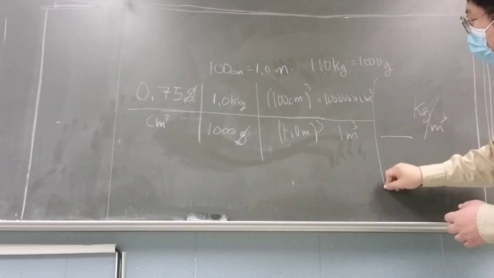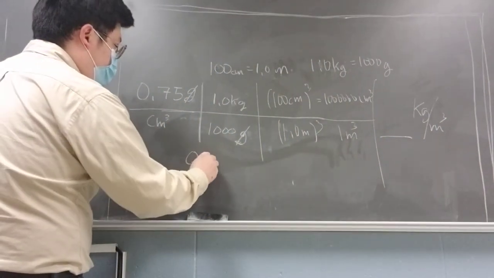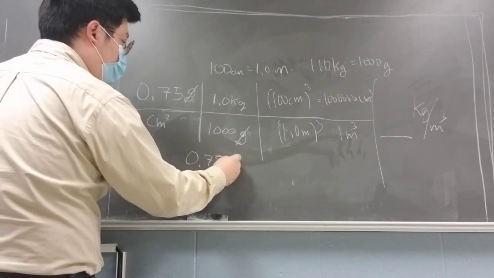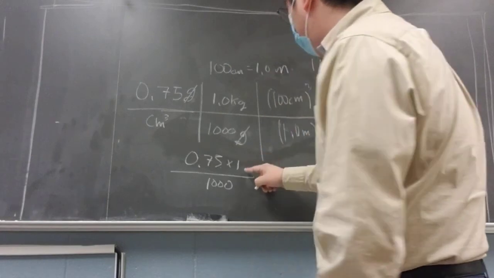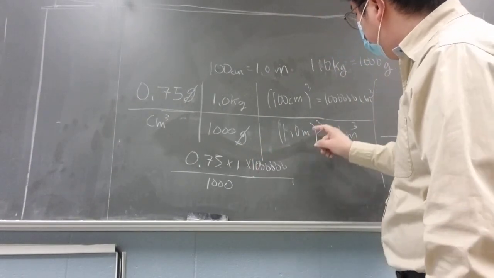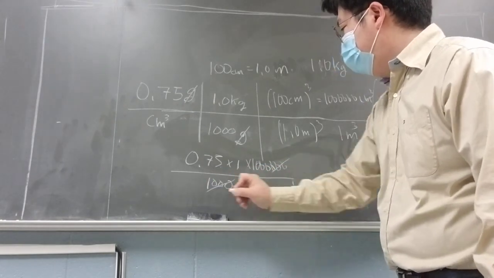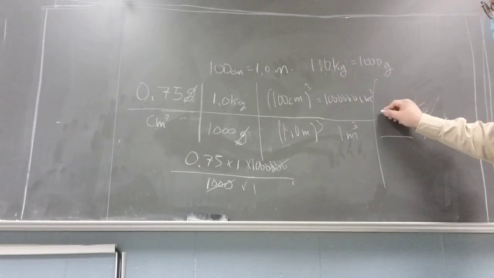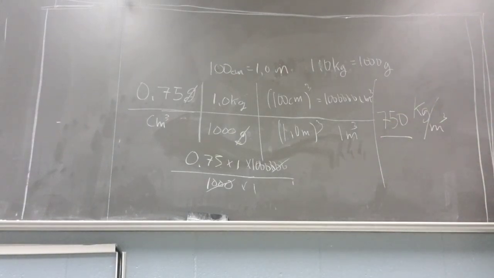So if you do that all, simply this is the same as 0.75 times 1, but divided by 1,000. And also multiply that number by a million, and also divide by 1. So if you do this one, you're going to have 750 kilogram per meter cube. Okay. So here's the thing.